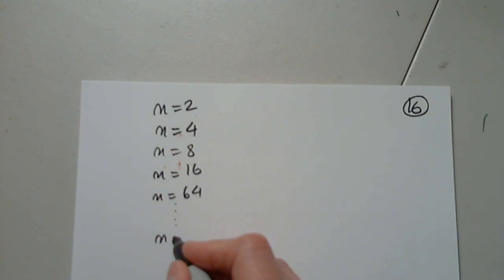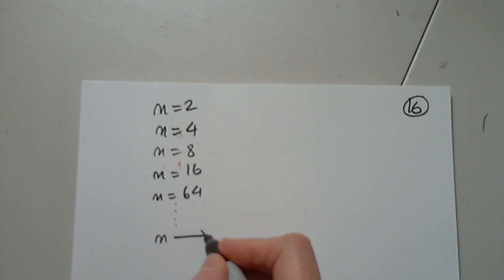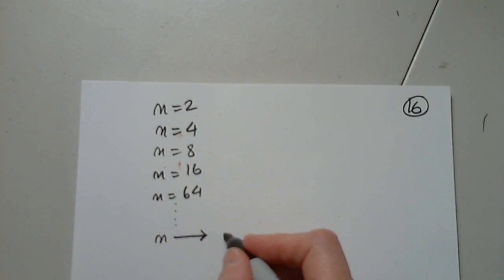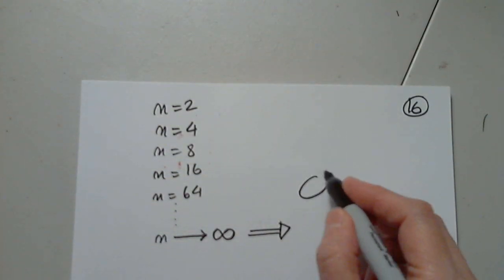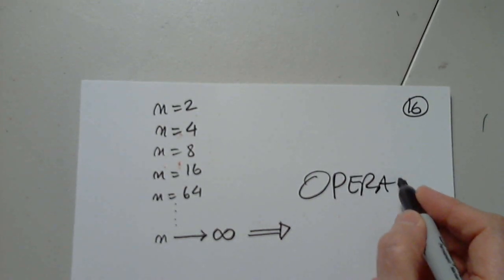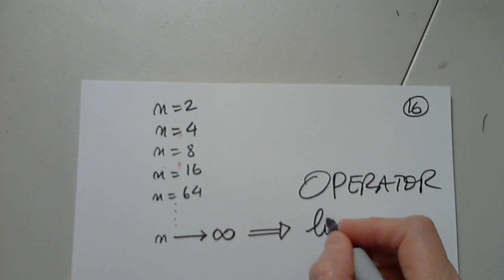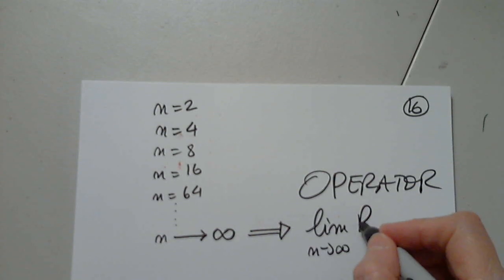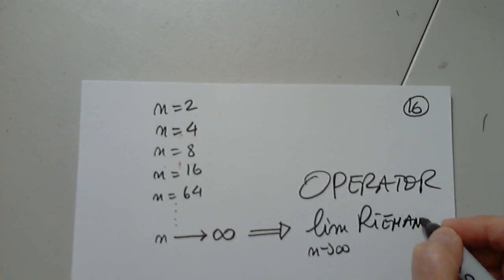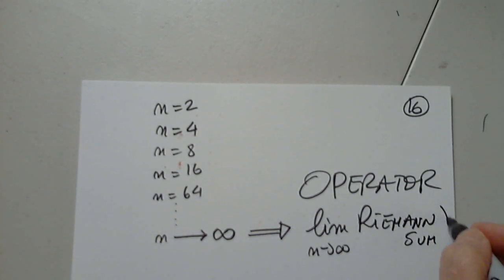Where am I going? To infinity. Excellent. When we talk about n approaches infinity, what do we have in mind? Which operator? The limit. We have the limit operator when n approaches infinity from the Riemann sum.